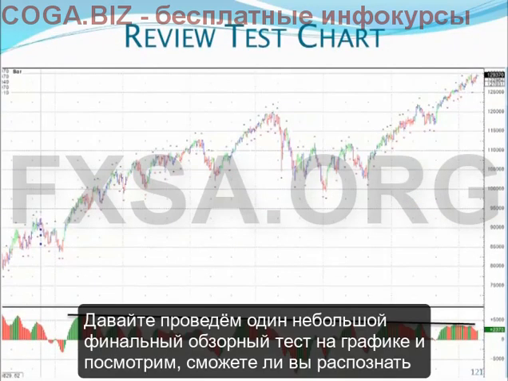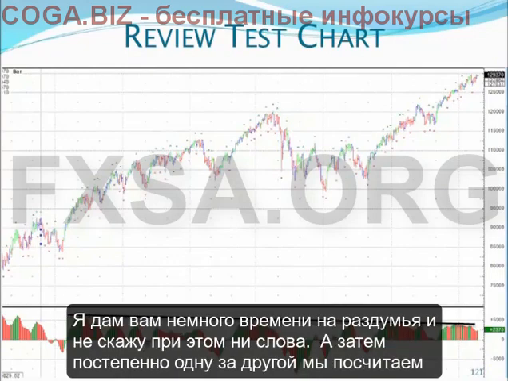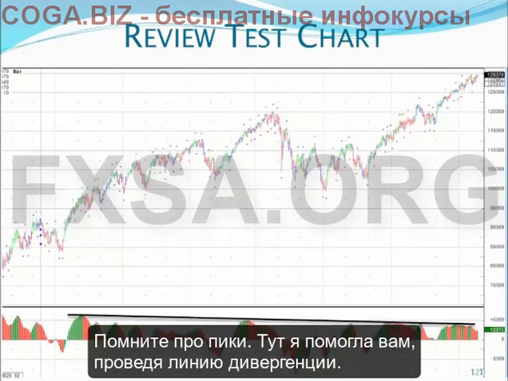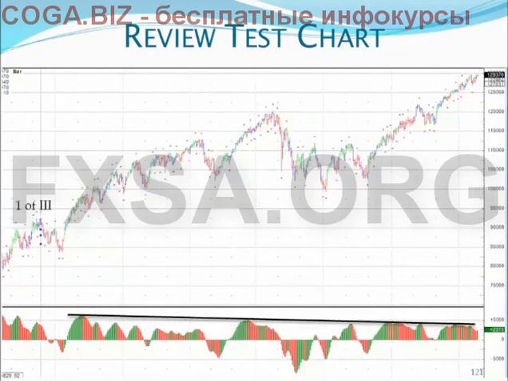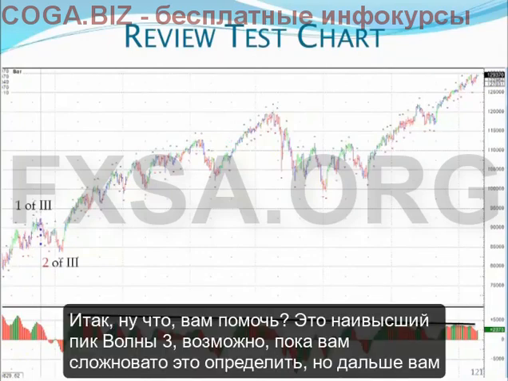Okay, let's do one quick final test review chart and see if you can recognize the waves. I'm going to give you a moment and not say anything, and then slowly one by one we'll bring each wave out for you to count it. So remember, find your peaks, and I did give you a little hint here with the line over the divergence. Okay, so does that help hopefully by now? Now here's our tallest peak of wave 3, even though it's kind of difficult to tell. So now from here forward it should be very easy for you to see where you are.